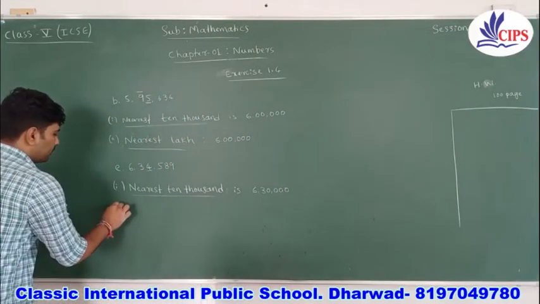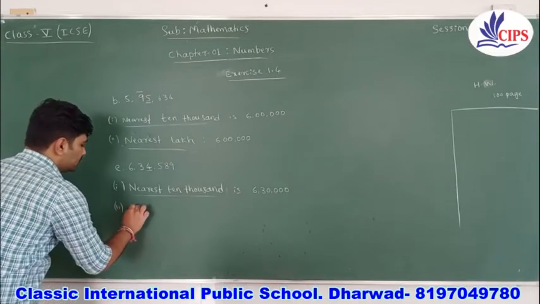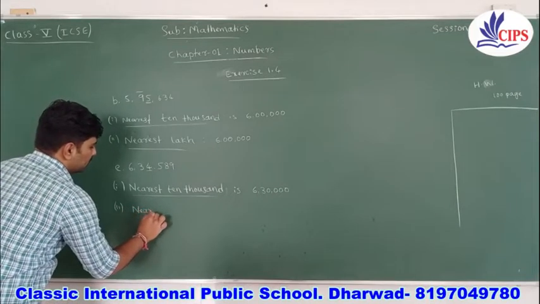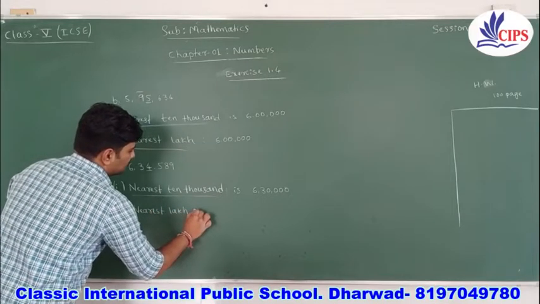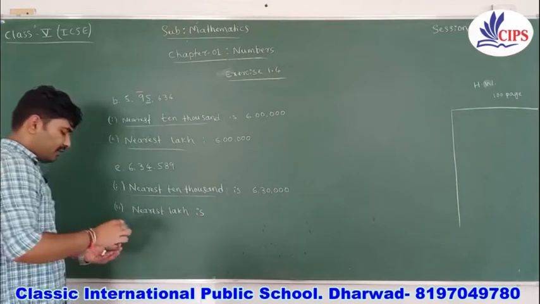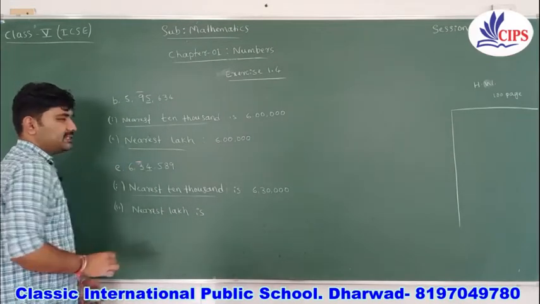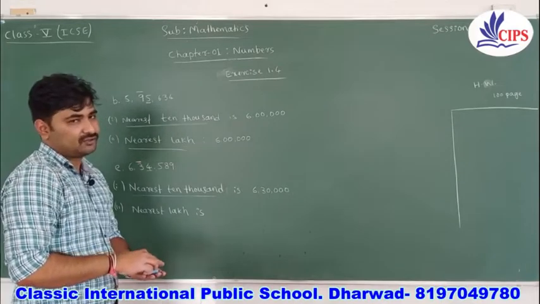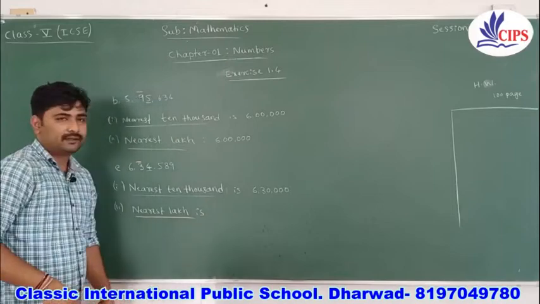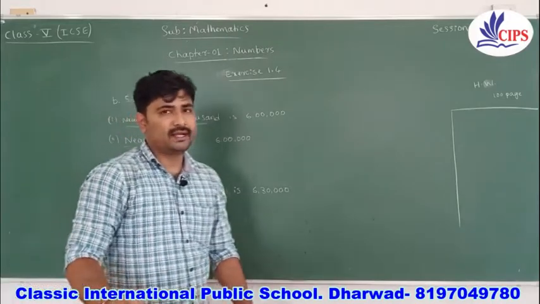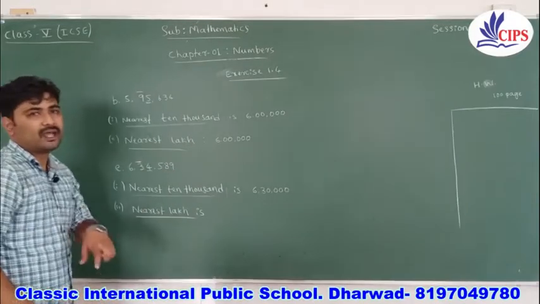Next, nearest lakh. Okay, to find nearest lakh, now I'm going to consider the number which is in the 10,000th place. What will be the number? See, again it is 3. Is it greater than 5? No, it is less than 5. Now again I'm going to consider the lowest multiple of lakh.